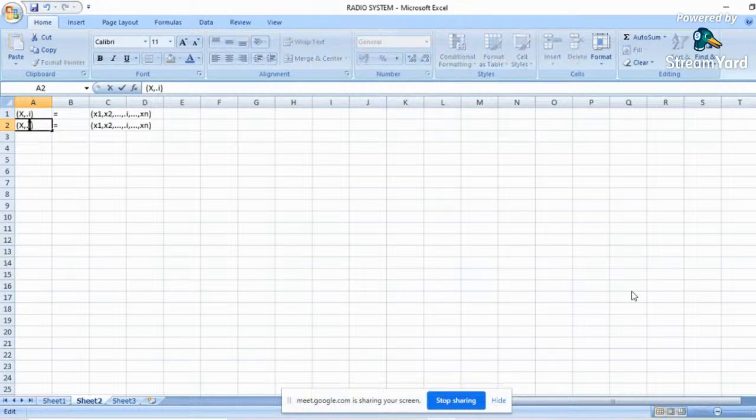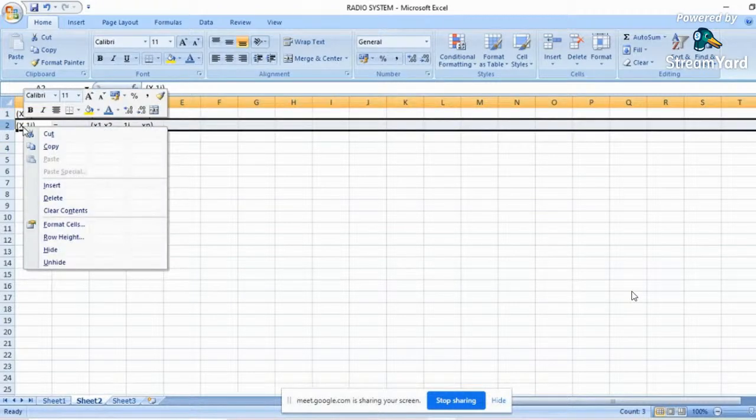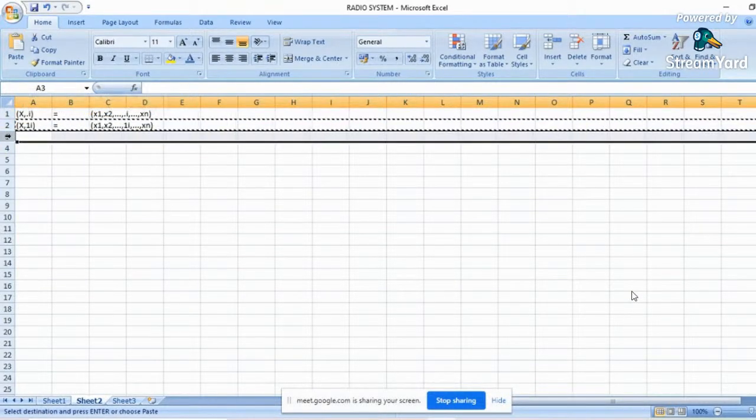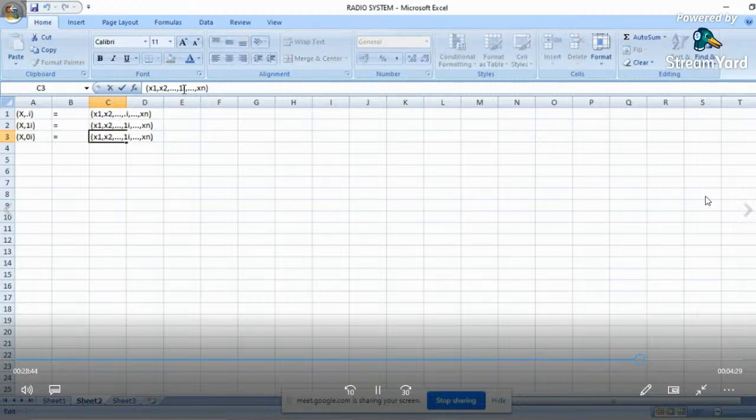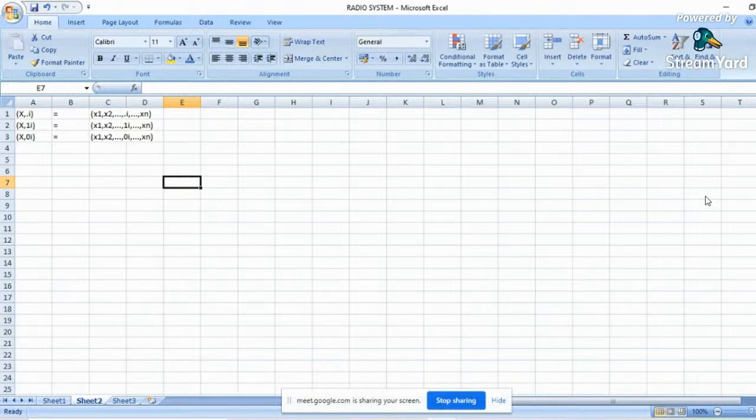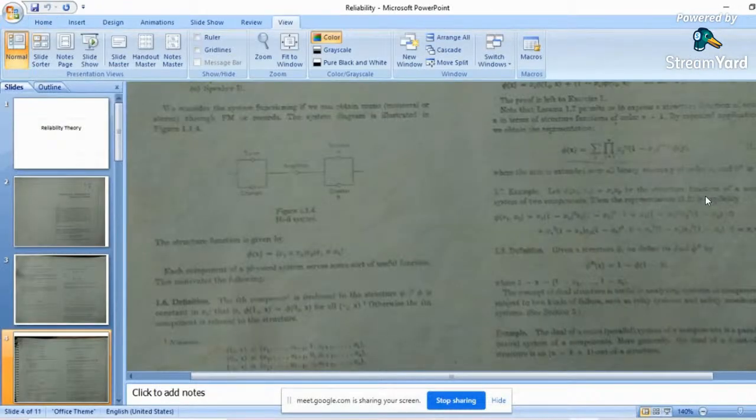When the ith component is functioning, we will denote it as 1i. If the ith component is in a failed state, we will denote it as 0i. So in that case, the notation will be like this. So these are some notations, that is displayed here.